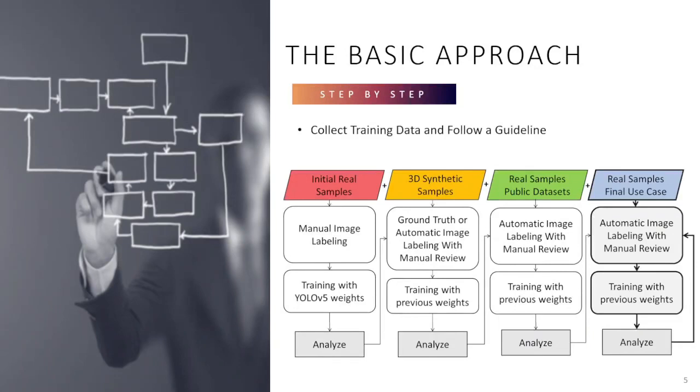Next is collecting the data and following the guideline. There are three different data types here. Initially, you collect real samples that emphasize the object and cover the basic scenarios. Those are manually labeled, then trained with the existing YOLOv5 weights. Then after the training is done, you analyze and look at the metrics and the performance on the validation and testing set.